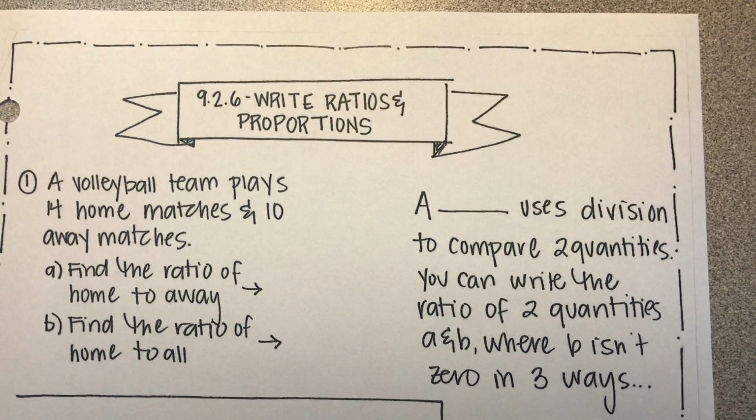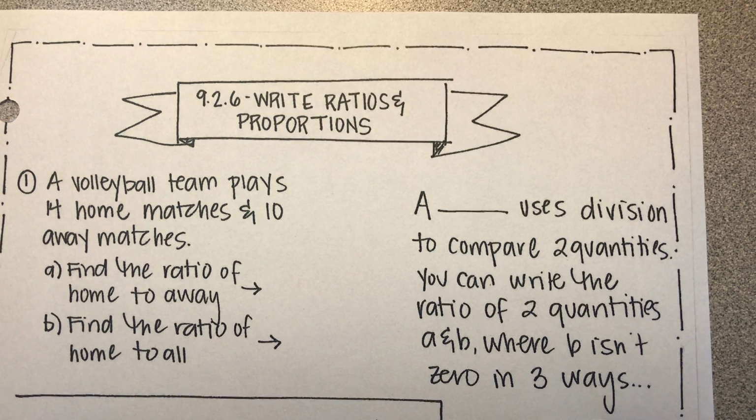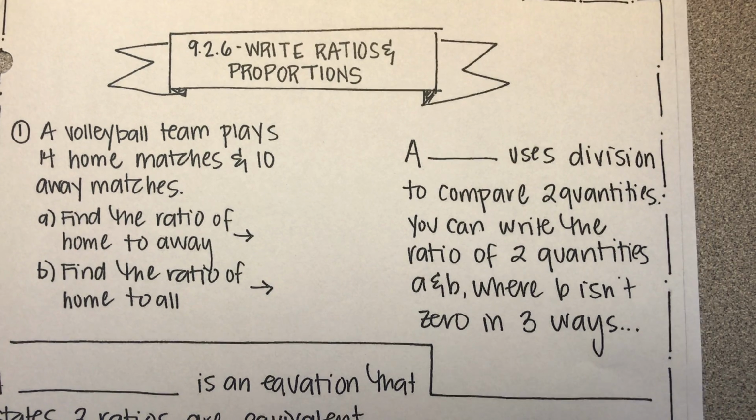Okay, today we're going to talk about writing ratios and proportions. And proportions are just kind of a special kind of equation. So first, let's just review ratios real quick. Number one says a volleyball team plays 14 home matches and 10 away matches. Find the ratio of home to away.